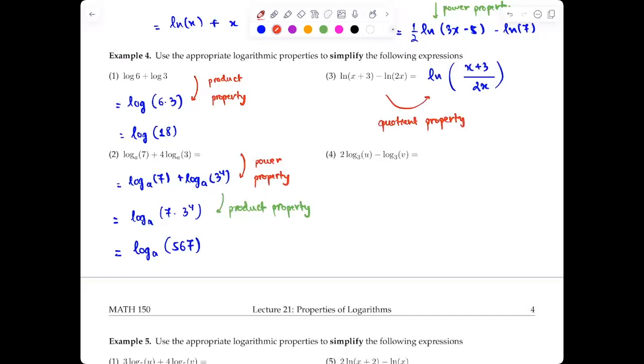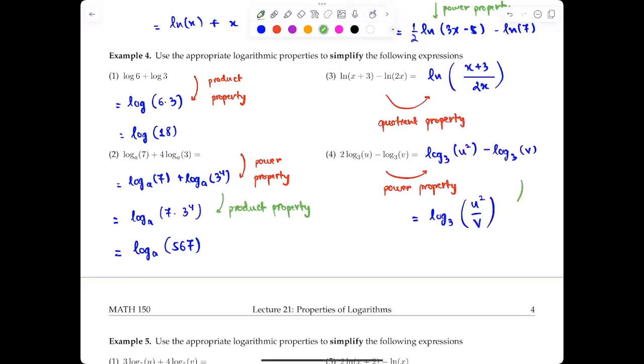Before you apply the quotient property, you need to apply the power property first to rewrite the first term. I turn that into log base 3 of u squared, minus log base 3 of v. So again, this is the power property. And this is equal to log base 3 of u squared over v. And here we just use the quotient property.